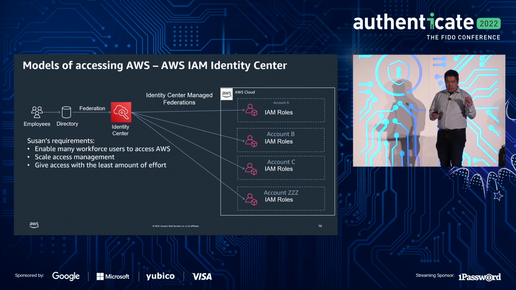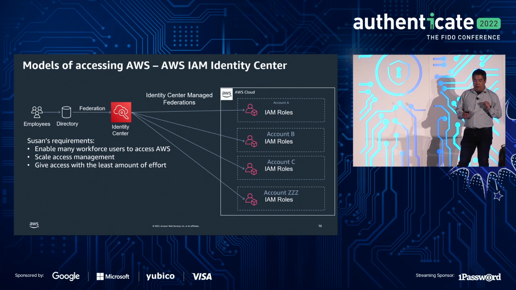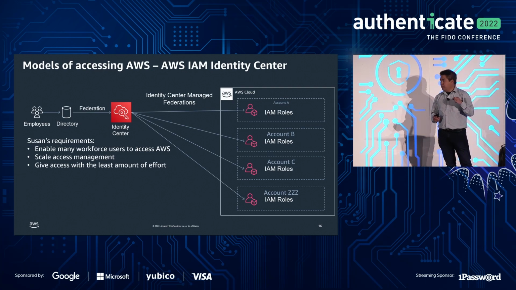Give access with the least amount of effort, still the same, because now the directory is still just federating with Identity Center. In fact, it's easier now because the federations that are connecting Identity Center and the IAM roles in the AWS accounts are completely managed by Identity Center.